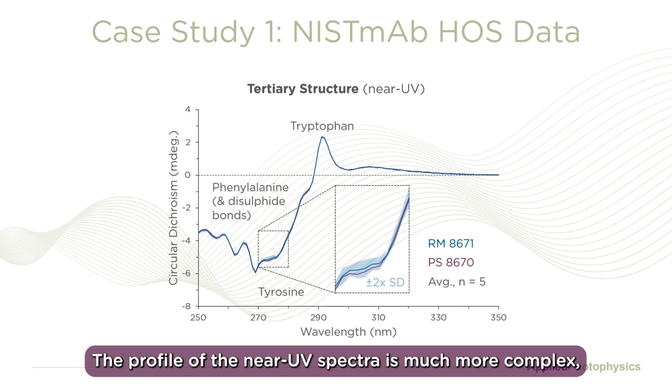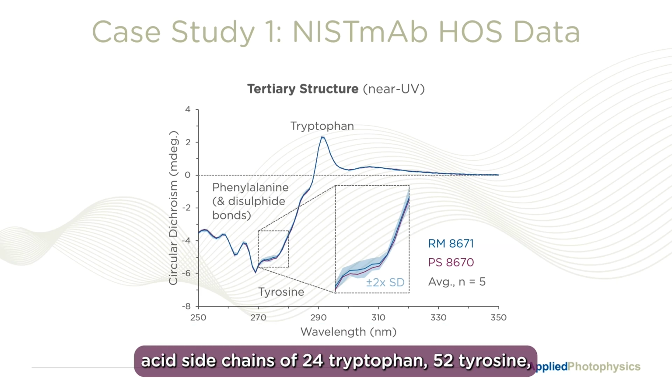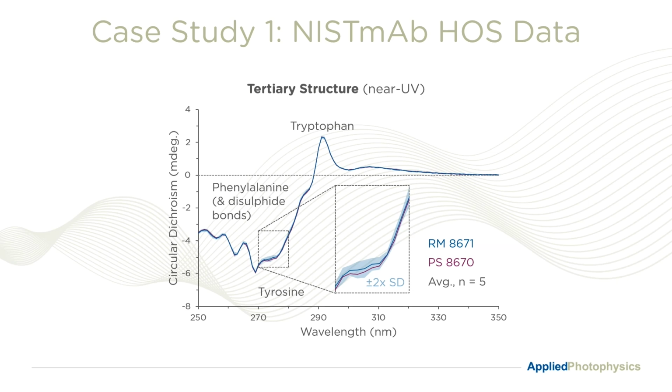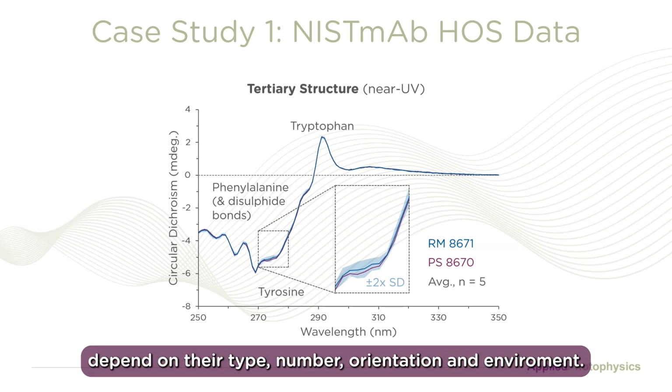The profile of the near UV spectra is much more complex, as it is composed of overlapping contributions by the aromatic amino acid side chains of 24 tryptophan, 52 tyrosine, and 50 phenylalanine residues, as well as 16 disulfide linkages. The near UV CD contributions by these aromatic residues depend on their type, number, orientation, and environment.